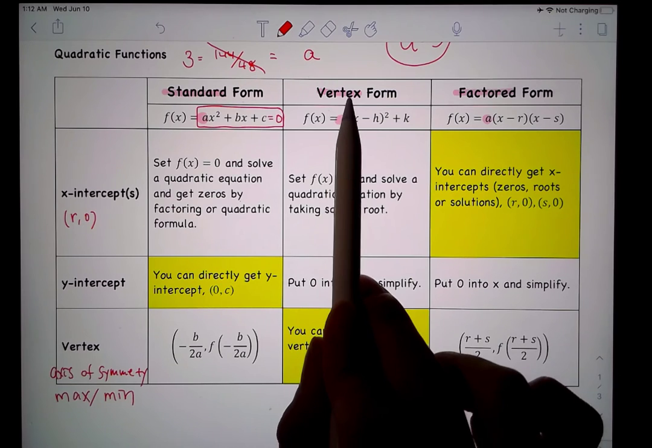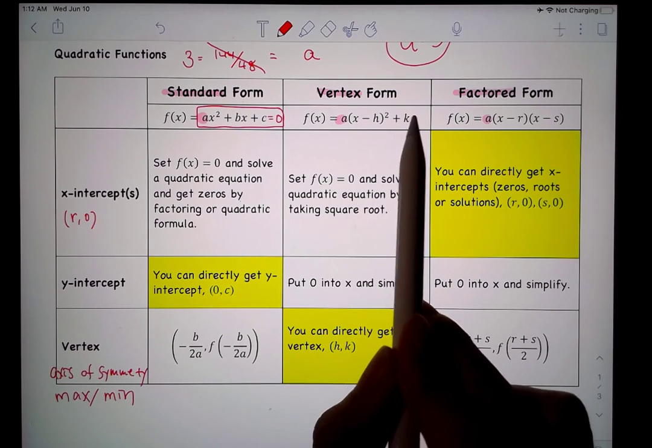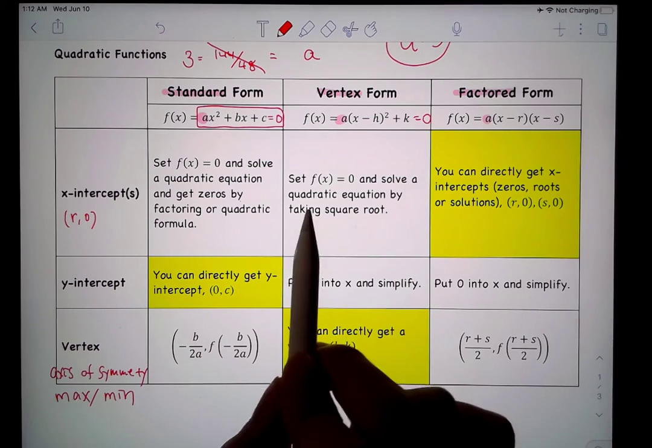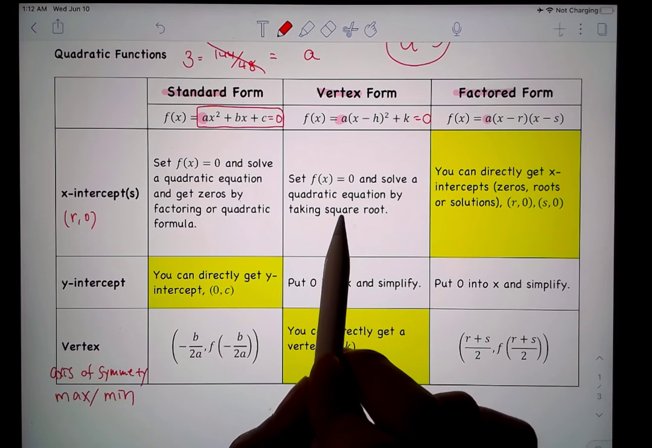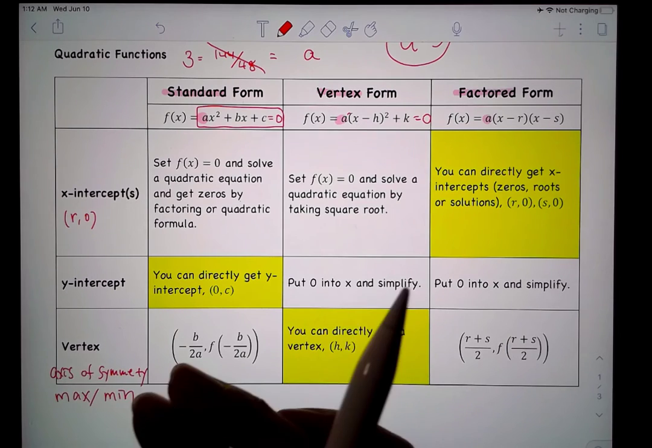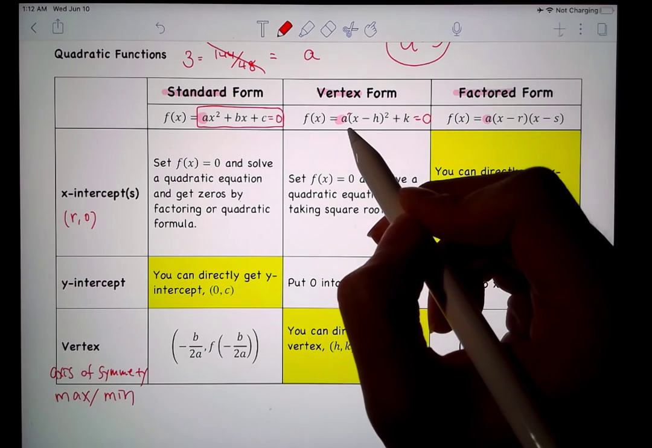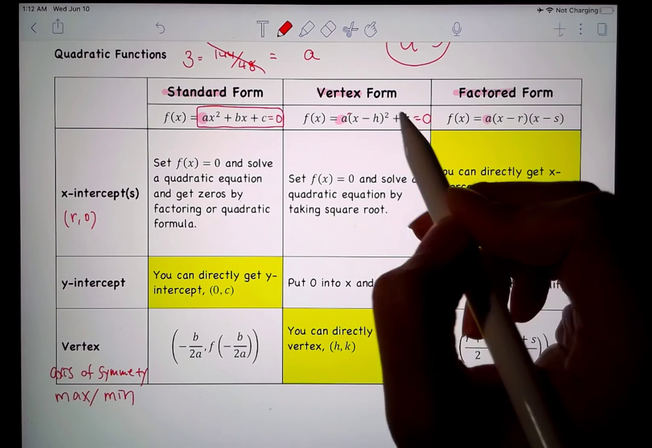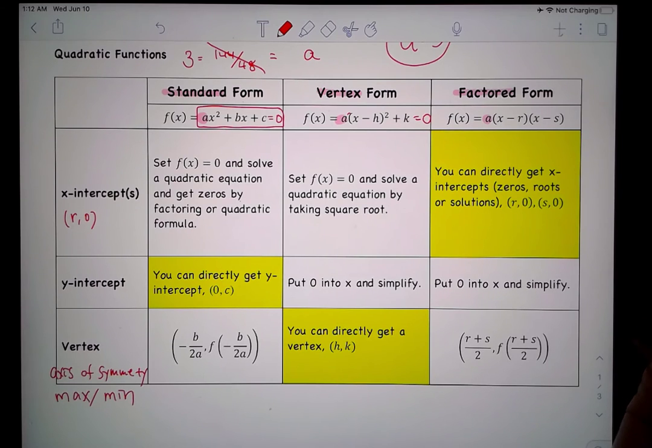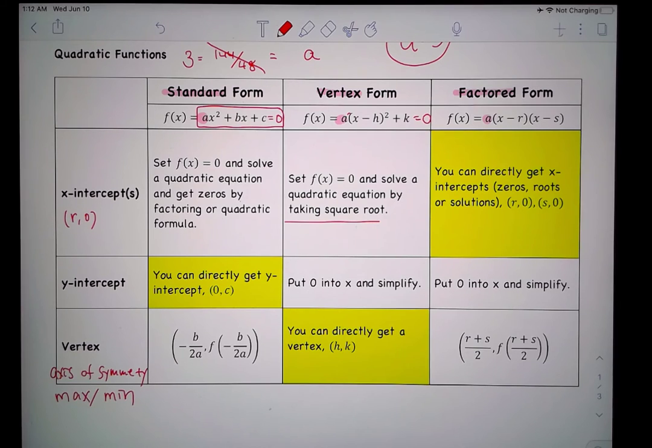And then what about vertex form? From the vertex form, it's the same thing. You set your equation equal to 0, and then you solve the quadratic equation by what? Taking the square root, because this is vertex form. We learned about taking square roots. So you do minus k divided by a, and after that you take the square root, positive and negative. So you're solving the quadratic equation by taking square roots.